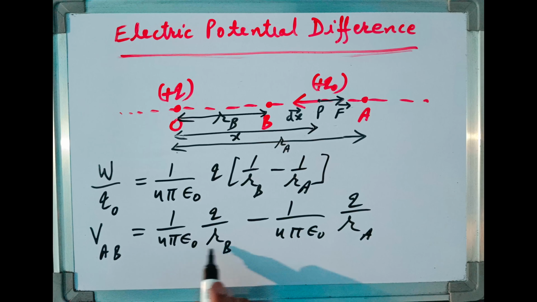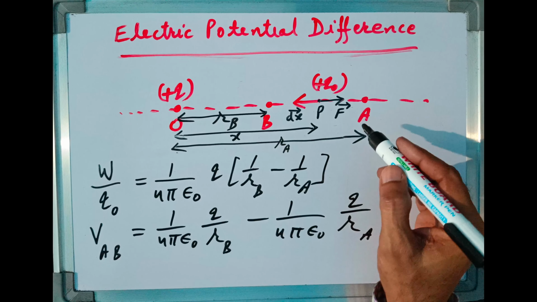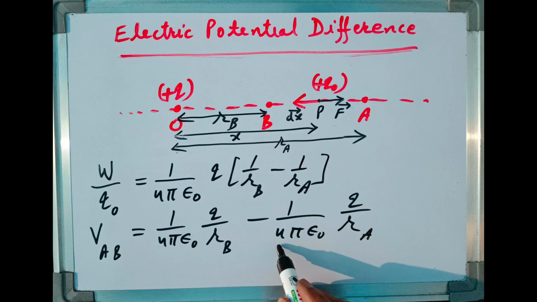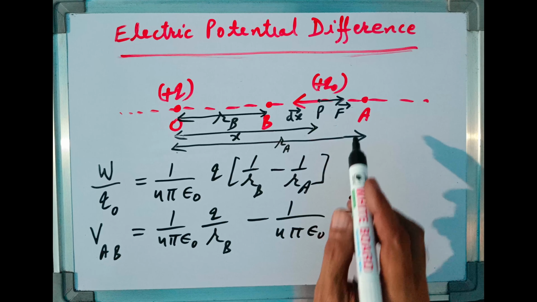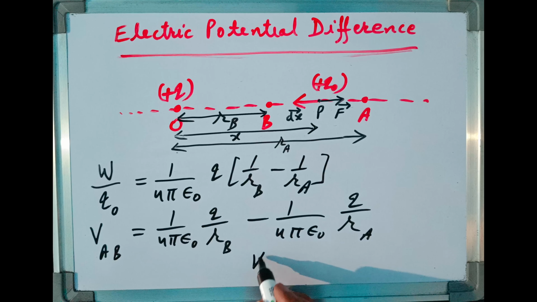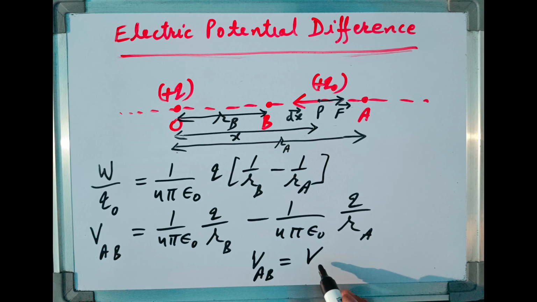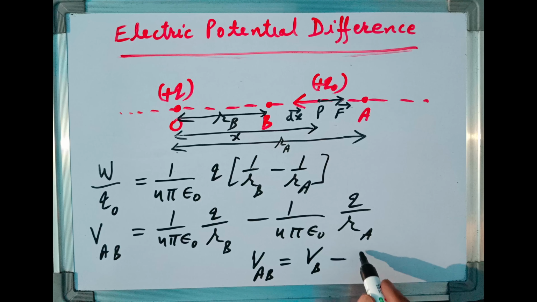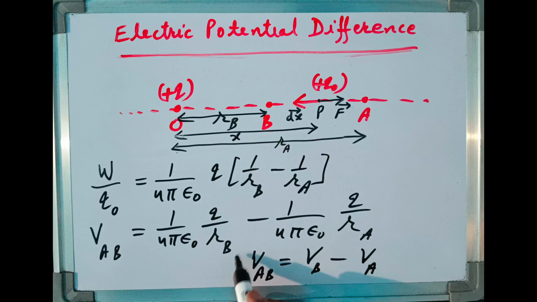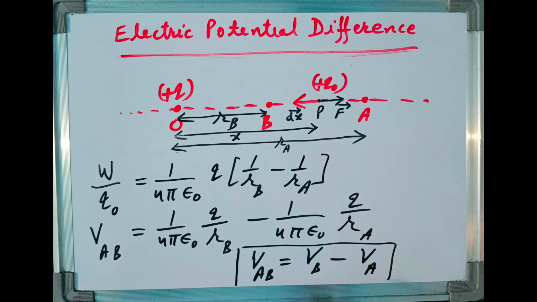Now this is nothing but potential at point B, and the second expression is potential at point A. So we can write potential difference between 2 points is equal to potential at point B minus potential at point A. This is another definition of potential difference. Potential difference between 2 points is equal to the difference of the potentials at those points. That's all.